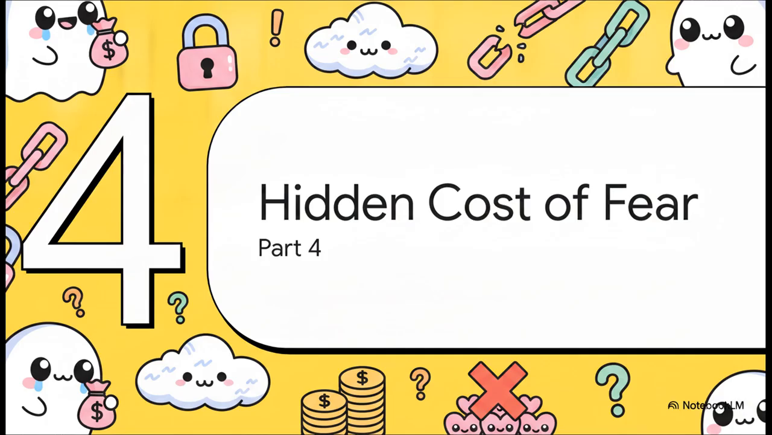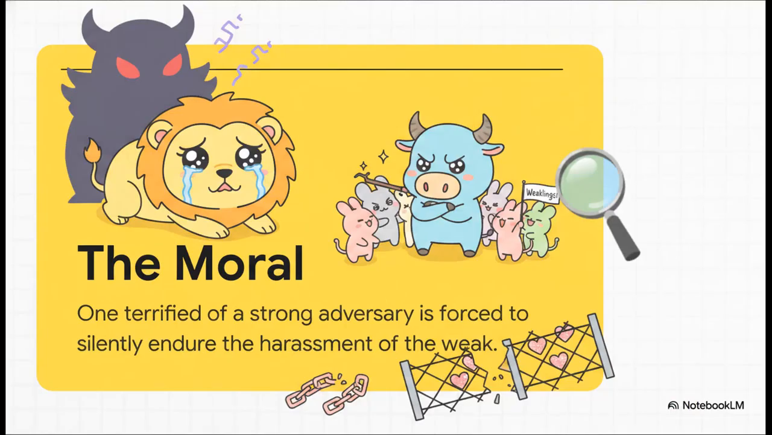Let's unpack the deeper meaning here. The source text concludes with this explicit, powerful moral. Someone who is terrified of a much stronger adversary is often forced to silently endure the harassment of the weak. The fable uses the animals to establish a timeless rule of power dynamics. It's not just about lions and bulls, right? It's about what overwhelming fear does to any of us. It dictates our boundaries and forces us to accept conditions we would otherwise immediately reject.